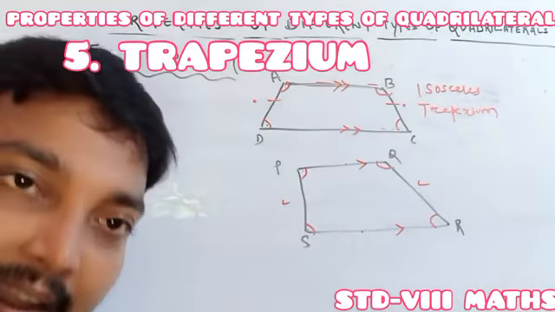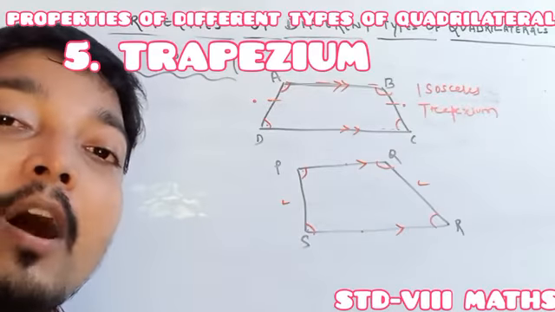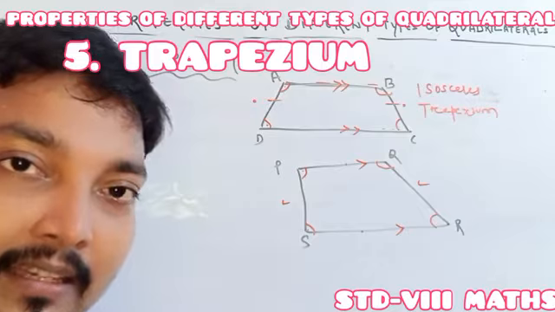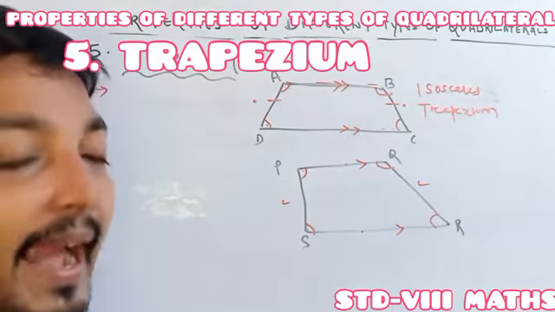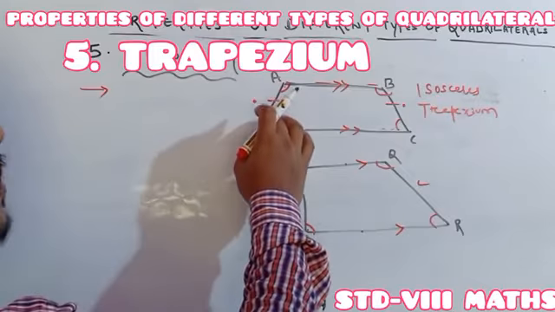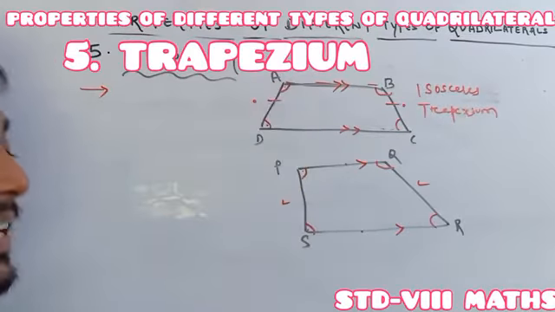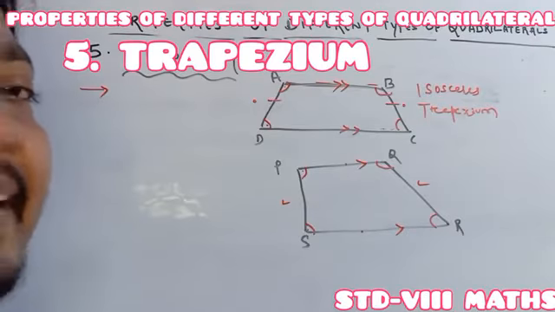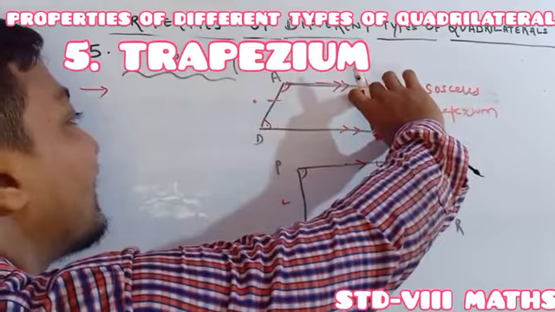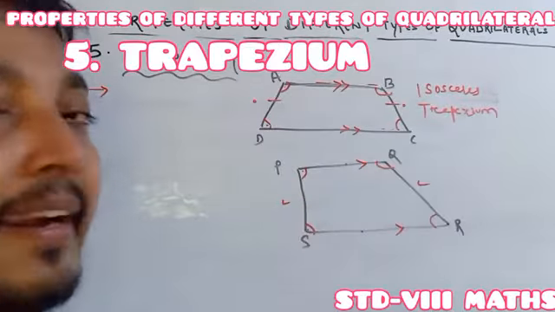Trapezium is a quadrilateral where a pair of opposite sides are parallel to one another. Understood? And another point you just have to write: the sum of the interior angles on one side of the non-parallel sides is our 180 degrees. It means for the non-parallel sides, the interior angles, this one is 180, this one is 180. Here this one is 180, also this one is 180 degrees.